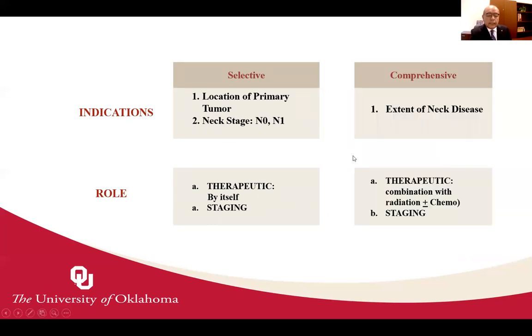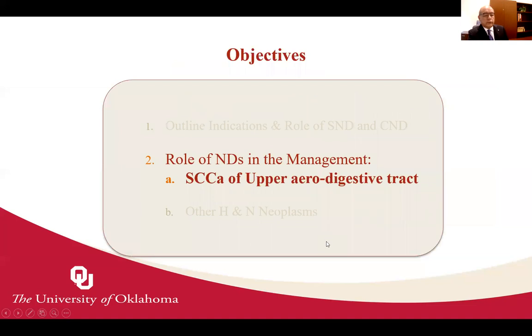The comprehensive neck dissections are dictated primarily by the extent of the neck disease. And in terms of the role, they also have a therapeutic role, but they cannot be therapeutic in the majority of cases by themselves. But they do it in combination with either chemo or radiation, alone or in combination. And as we will see in a minute, these comprehensive neck dissections also have a staging role. So with that in mind, let's look at the different selective neck dissections.